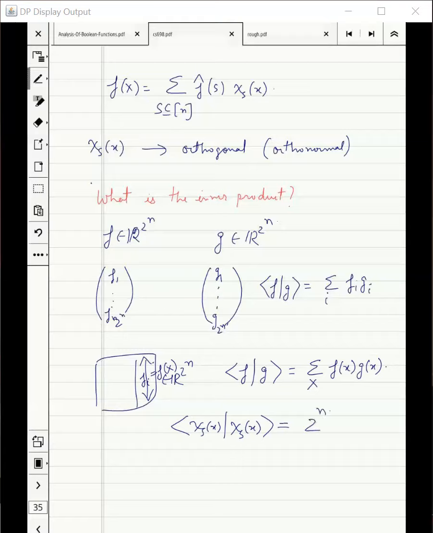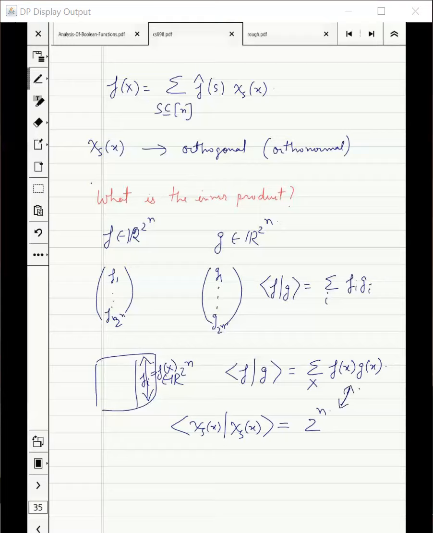Because you are going to sum up 1, 2 to the power n times. And leave alone chi-S of x. You take any Boolean function whose output is -1, 1. This quantity is going to be 2 to the power n, right? This is just putting things in the formula.